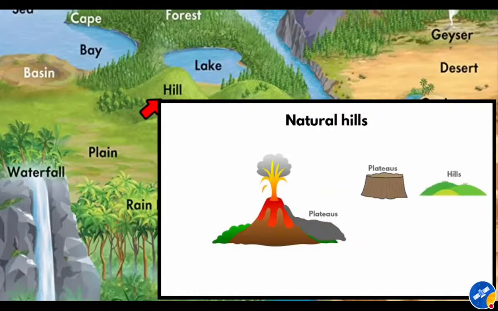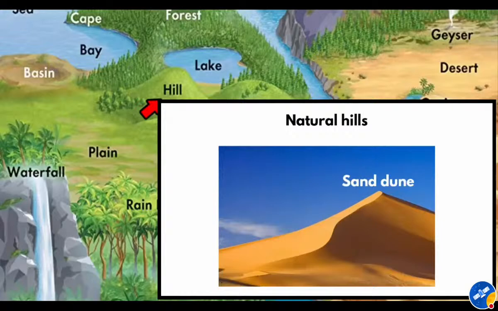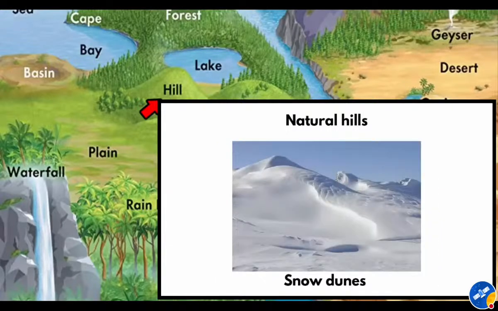If you see, all plateaus are hills, but not all hills are plateaus, because plateaus are hills with a flat top. That means these volcanic plateaus are also volcanic hills. Even a sand dune in a desert is a hill. It is called a hill of loose sand. In Antarctica, there are snow dunes that are formed by wind blowing snow into large piles. As a result, they turn into ice hills.